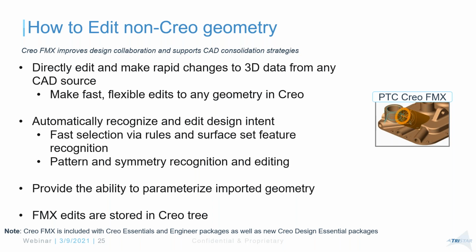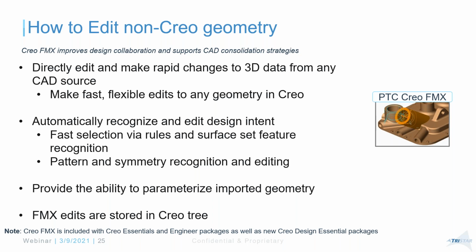And finally, once you bring in the file, how do you make changes to it, right? So that's FMX, the Flexible Modeling Extension. Some of you may already have it. It's available in most of the base packages right now. You may not even have to purchase it. It's already included in the old Creo Essentials and Engineer packages, as well as the new Creo Design Essentials packages, right? So what it does is it doesn't care about the source of the CAD geometry, right?